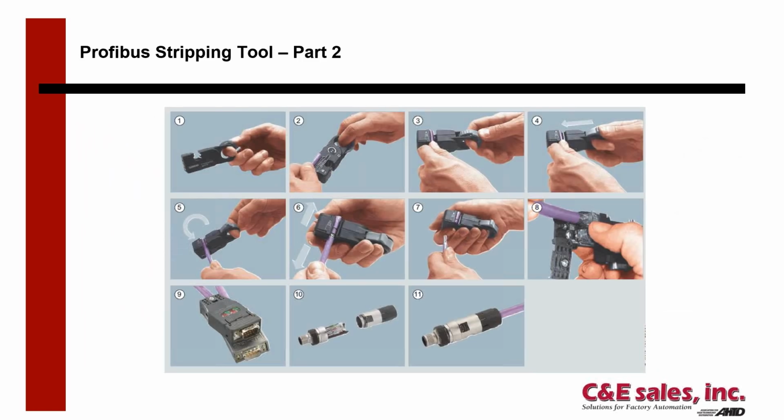and it leaves the perfect amount of shield exposed on the cable. It's a really neat, nifty device. I think I priced it out a few years ago. It's like 60, 80 bucks. It's a really good device if you're going to do a lot of Profibus installations.